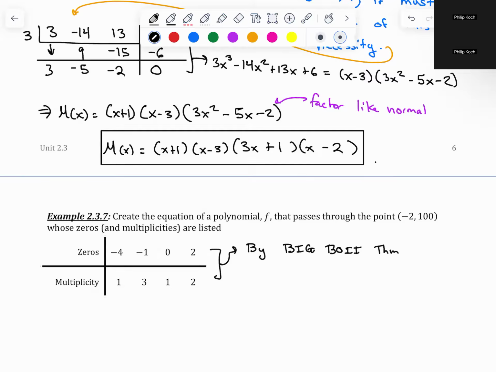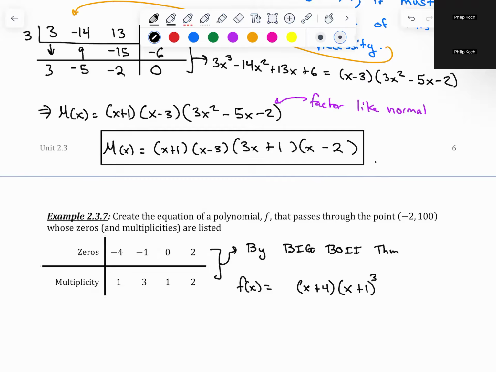f of x equals, leave a little bit of space because I'm going to mention something. So leave a little bit of space and then write, okay, one of the zeros is -4. So that means that x minus -4, so x plus 4, is a factor. But in particular, it is only multiplicity 1, so it has to have an exponent of 1. Then we know that -1 is a 0. So that means that x minus -1, or x plus 1, is also a factor. But it has a multiplicity of 3. So I have x plus 1 cubed.